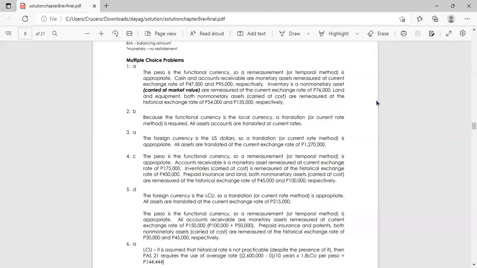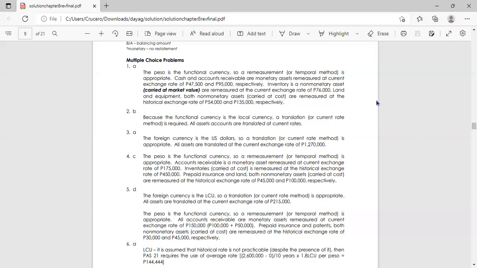And by the way, the explanation for number 4: the peso is the functional currency, so a remeasurement or temporal method is appropriate. Accounts receivable being monetary should be remeasured at the current exchange rate. Inventories is remeasured at the historical exchange rate, being non-monetary, and prepaid insurance and land, both non-monetary, should be carried at their historical rates. Then we go to number 5.